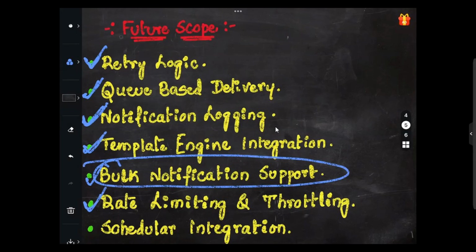Next, let's go with rate limiting and throttling. When I say rate limiting and throttling, we have to prevent abuse. We have to limit notifications per user or particular IP address. Sorry, not certain, but yes, you can use the word certain as well. That doesn't matter. We have to prevent abuse by limiting the notifications per user or particular IP address. So this is fine.